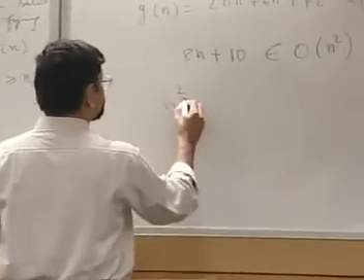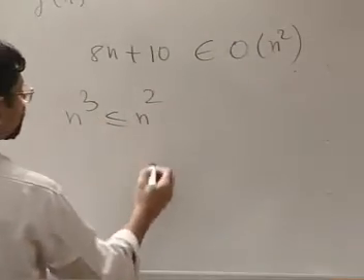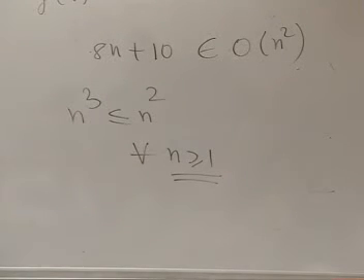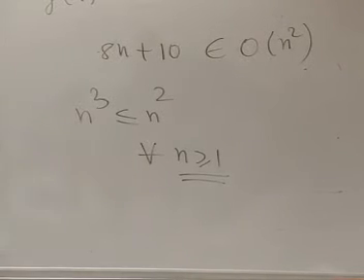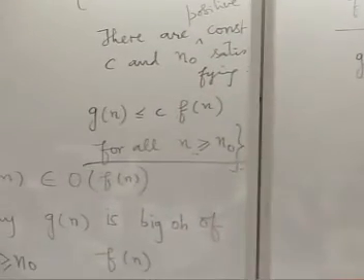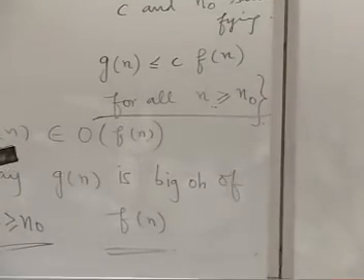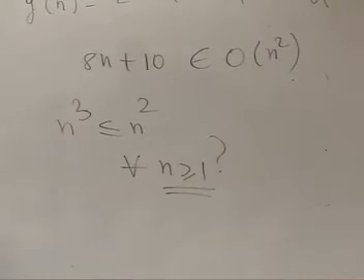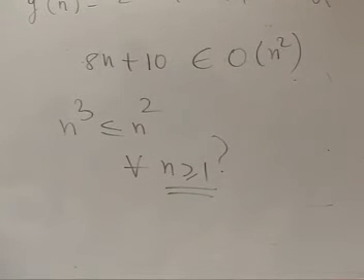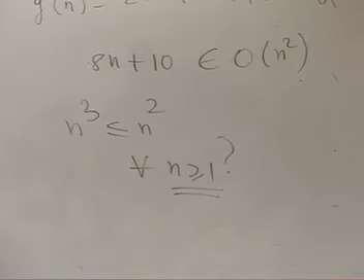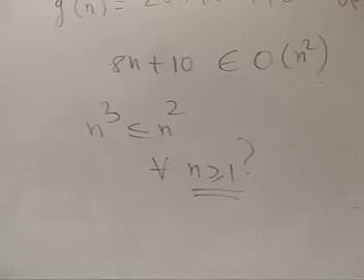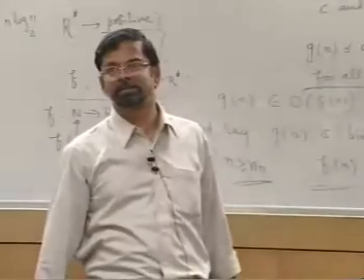n cube is less than or equal to n square for all n greater than or equal to 1. Is it true? Not for all, because it should be for all values. So if you take the threshold as 1, it won't work. It's not true. What is important is for all n. That is the reason why as n goes to infinity, that will be discovered. If there is a violation, it will be stumbled upon as you make n larger and larger.